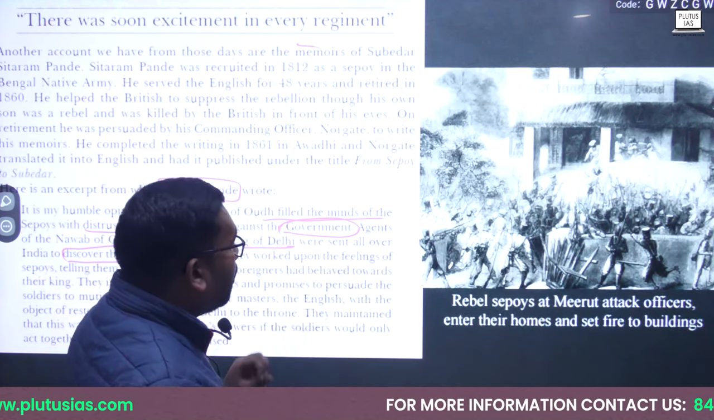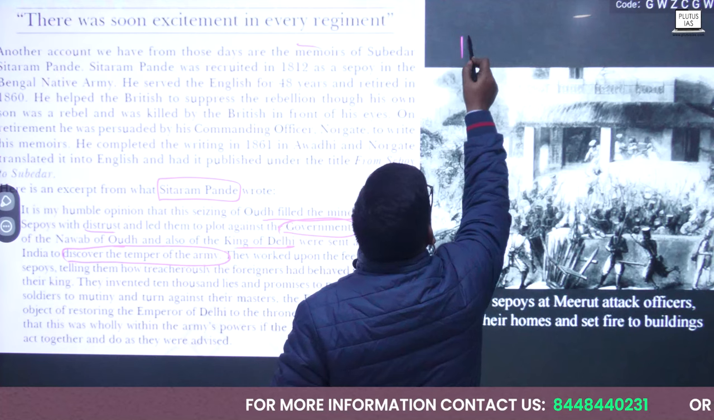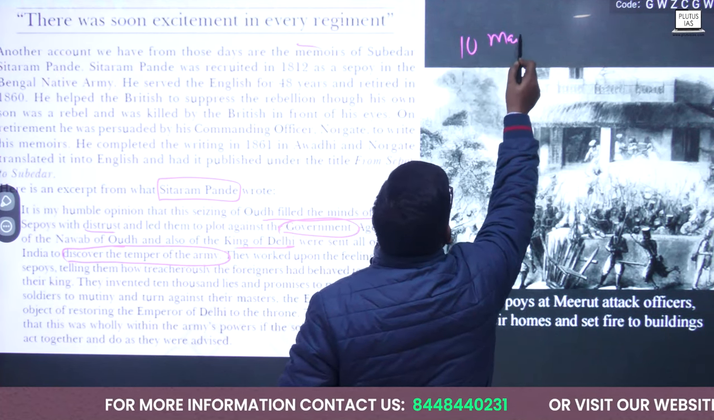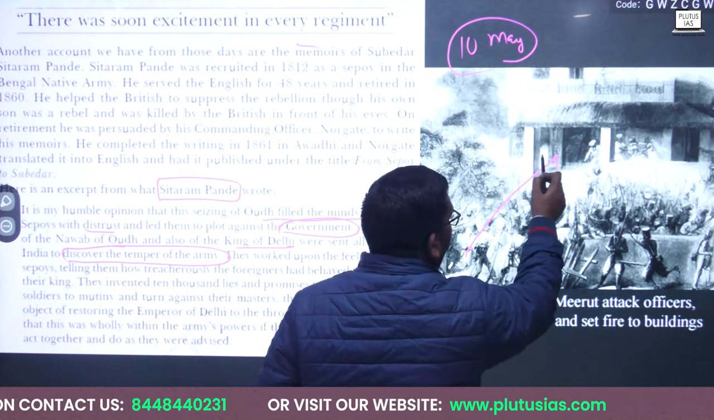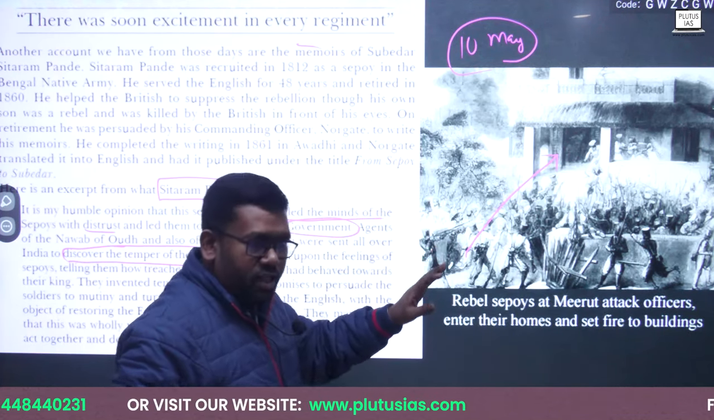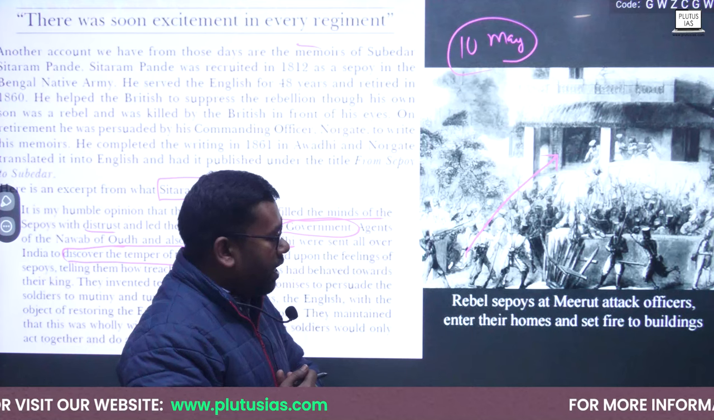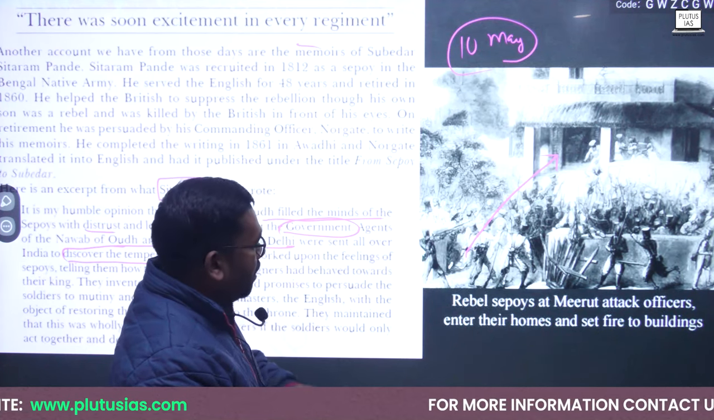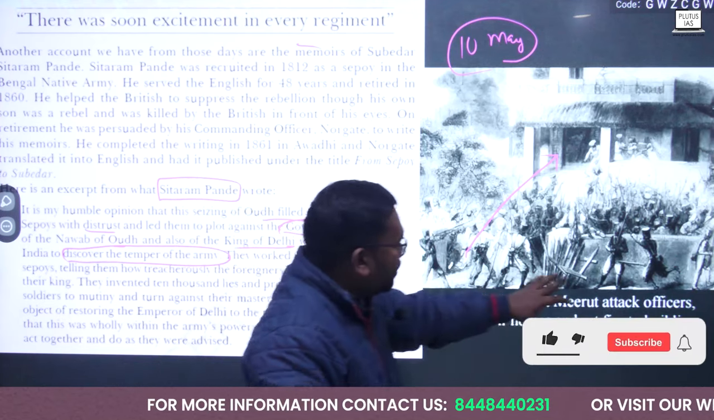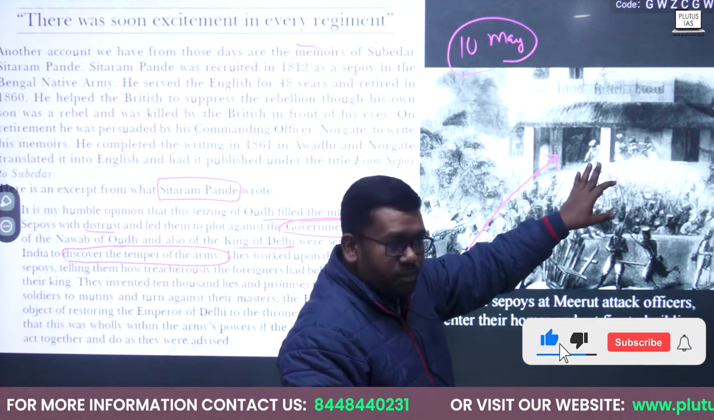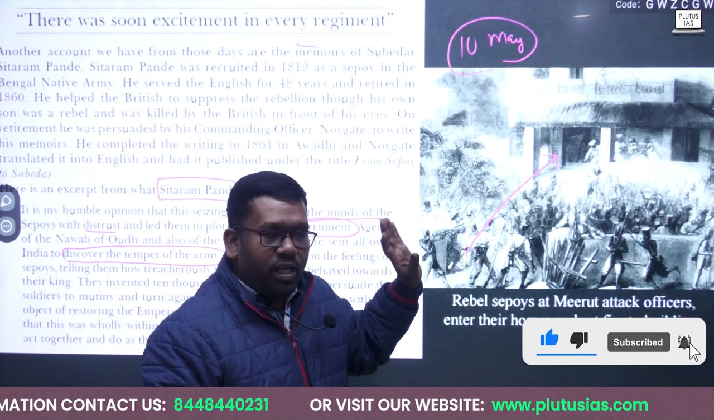So, what happened on 10th May? What's the date? 10th May, the sepoys from Meerut attacked the houses of the military officials. The houses of the military officers were attacked in Meerut and then they captured them. This is the image you can see. The sepoys are standing and this is the house of the officials. From there they came to Delhi.